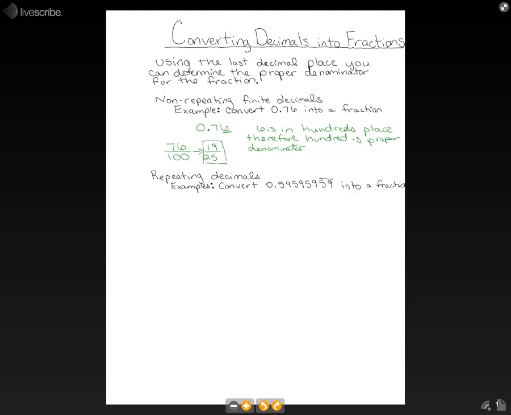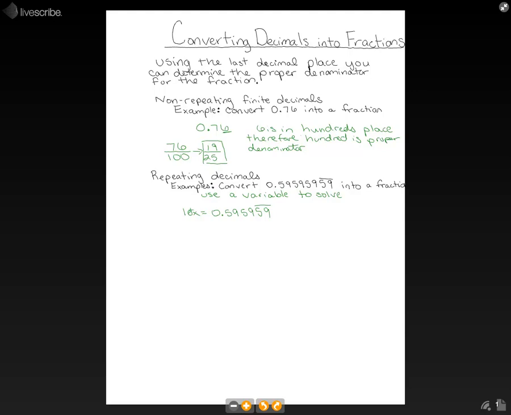So for repeating decimals, we have to do things a little bit different. An example we're going to do is converting 0.59 repeating into a fraction. So the first thing we're going to do is use a variable to solve. The variable we'll use is we'll let x equal our number. I'm just going to write it out a little bit so we can see that it's repeating.